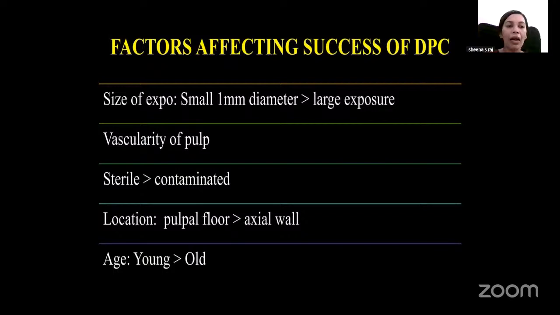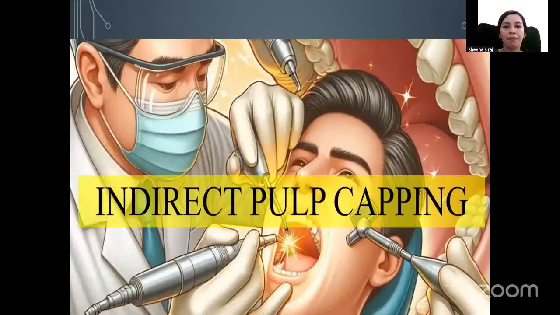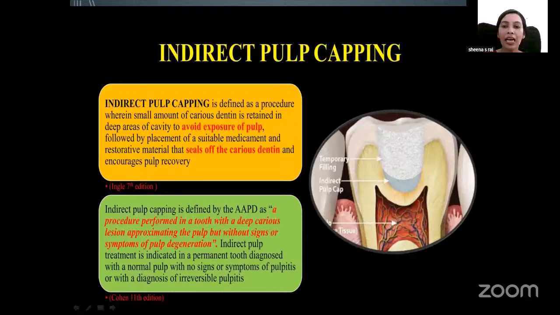Next is indirect pulp capping. As the name suggests, as you can see in this image, the pulp and the cavity have a small amount of dentine in between. That means the pulp is not exposed. That might be caries dentine. We have to make sure that the dentine that sits on the surface of the pulp is affected dentine, not infected dentine, because infected dentine is made up of microorganisms. So we have to remove that.